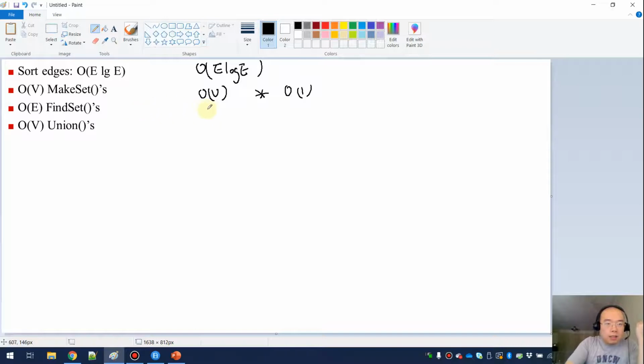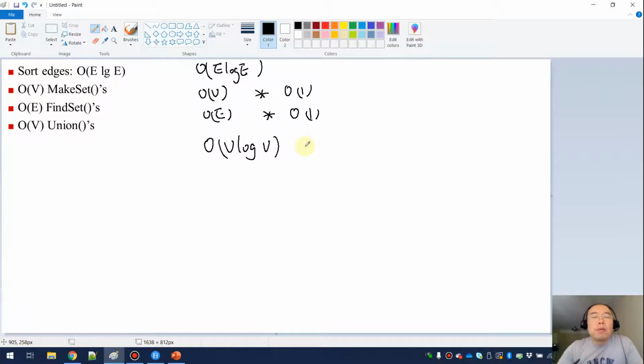And then the next one is O(E), multiplied by the time complexity of the find set, which is another O(1). And finally, if we do a total of V units, then that will be O(V log V). Okay, so those are the four components of the Kruskal algorithm.